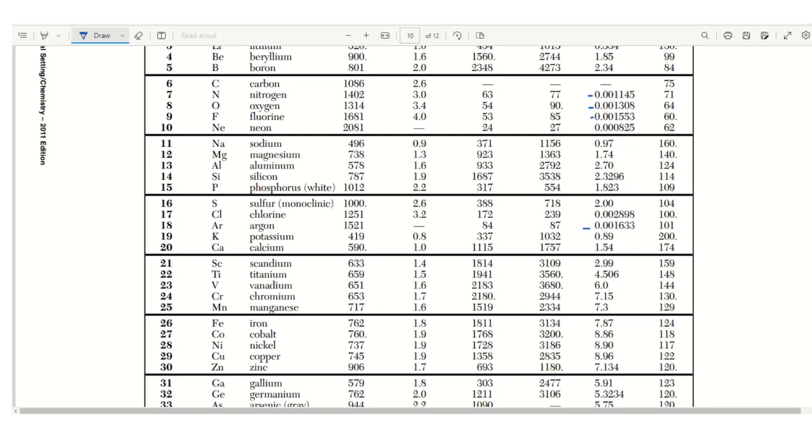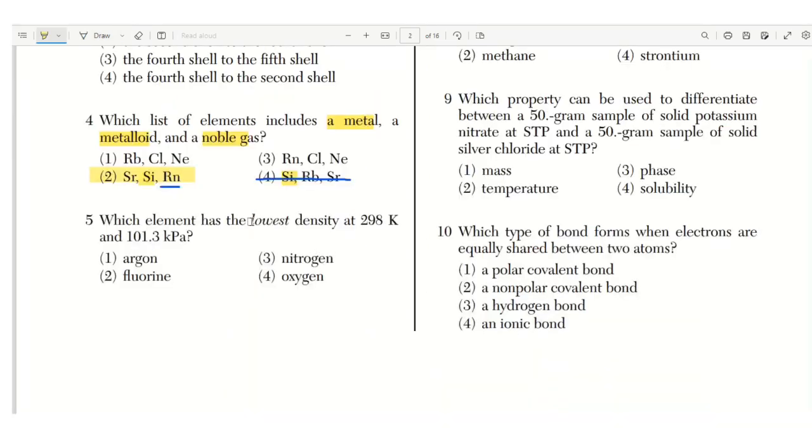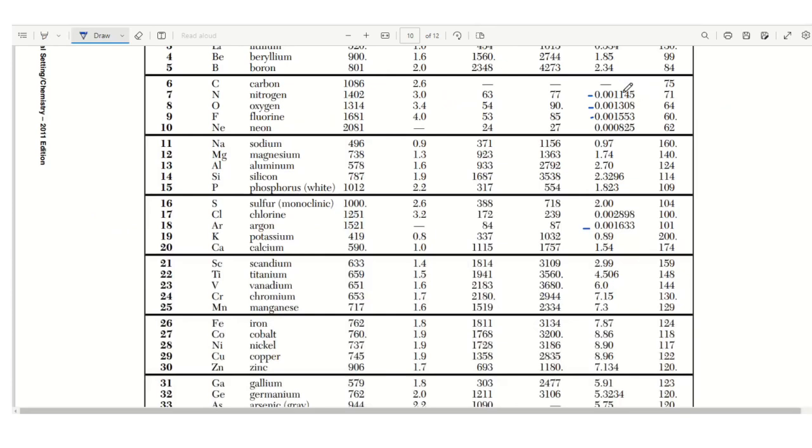Which one has the lowest density? I need to look at which number is the smallest. They all have 0.00, and they all have 1 for the next number. Then I look here, and nitrogen has the smallest. It has a 1 in this place. That makes it have the smallest density. So that is nitrogen.